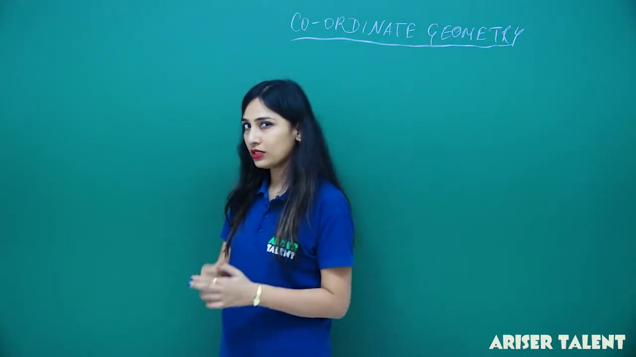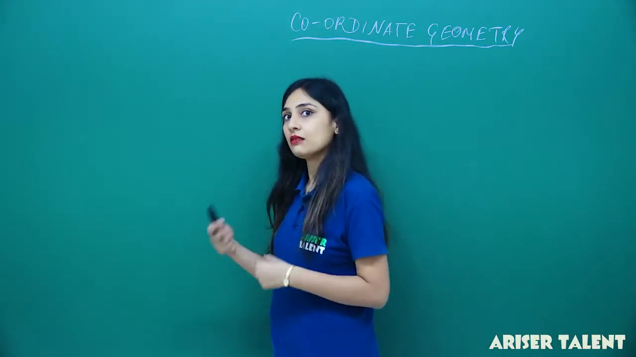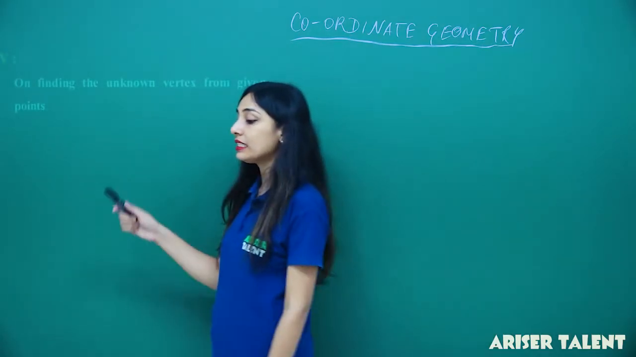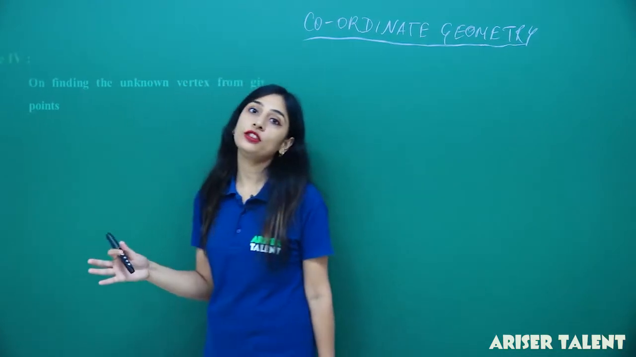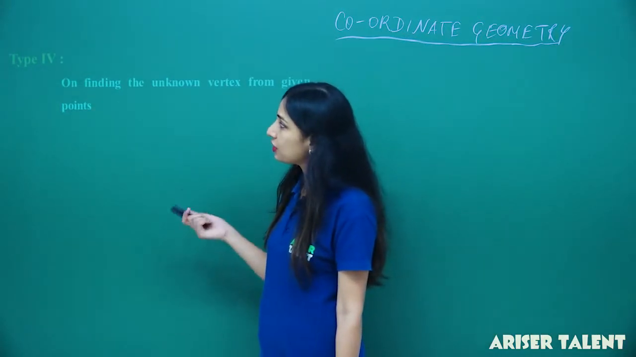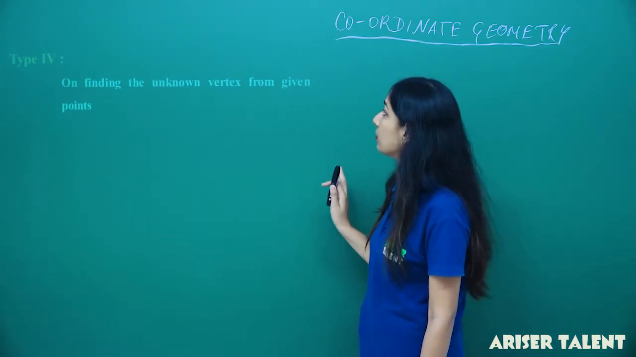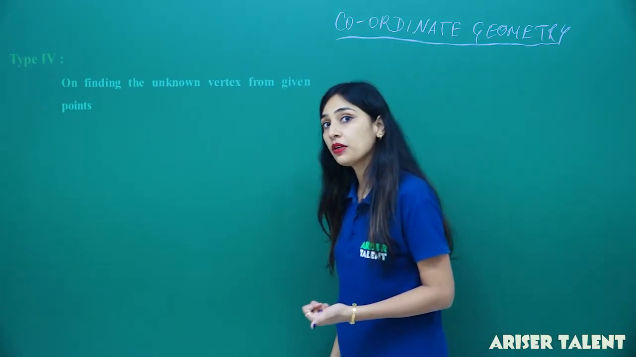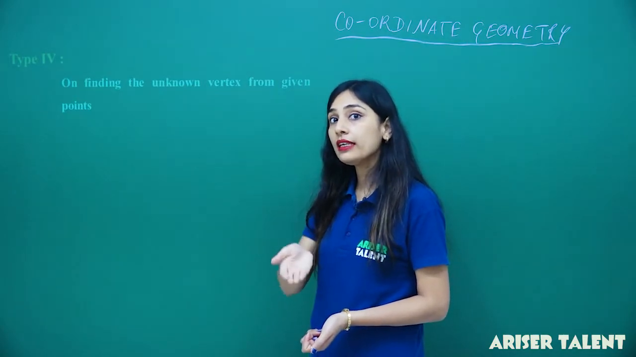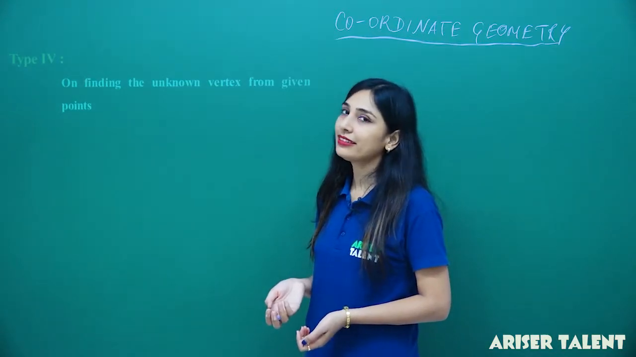Now it's time to take one more step. So this is the type 4 question; we have discussed type 1, type 2 and type 3 in our previous sessions. In this session we'll be talking about type 4, in which we have to find the unknown vertices from given points. In type 3, we determined the type of quadrilateral from the given points, whether it's a rhombus, parallelogram, rectangle, square, etc.